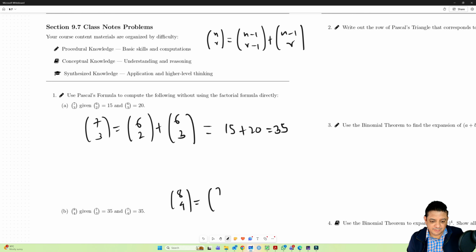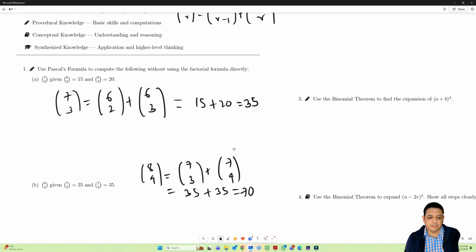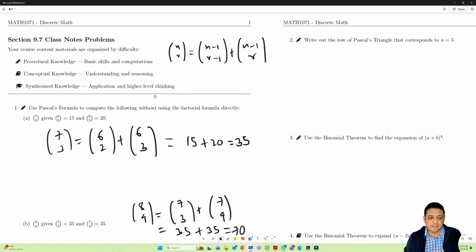Similar for this, we have A4. So A4 will be 7 choose 3 plus 7 choose 4. And we have the values for that, 35 and also 35. So we get 70 here. Okay, so those are some quick reminders of the Pascal formula and its use.